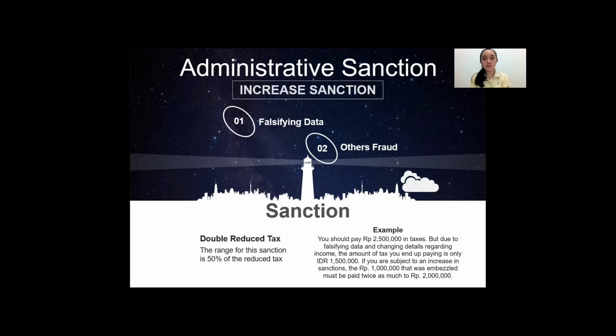So that's all the explanation about administrative sanction and the types of administrative sanction. The second type of tax sanction, criminal sanction, will be explained by Rizkawati. Thank you.